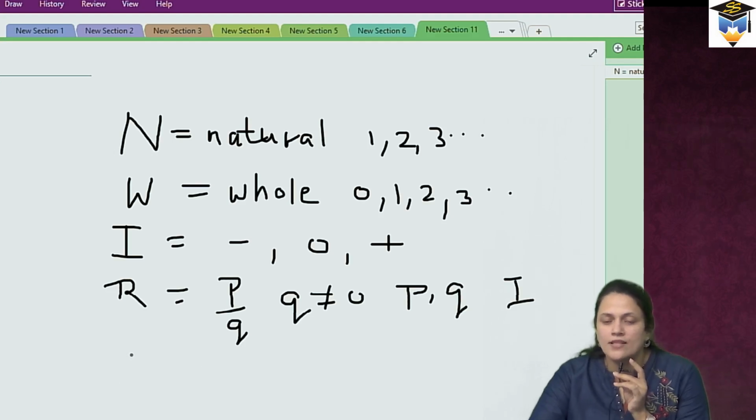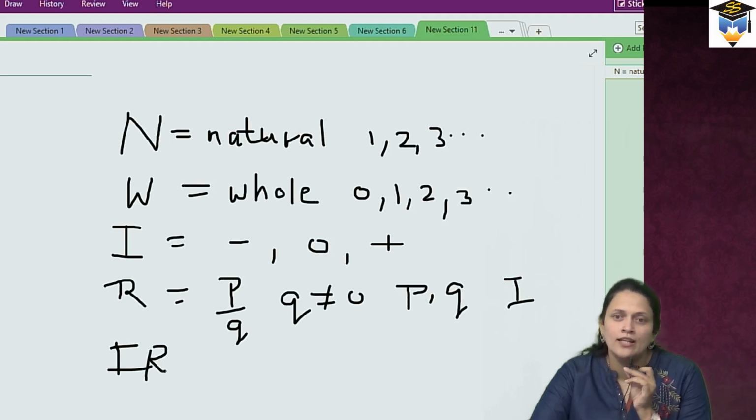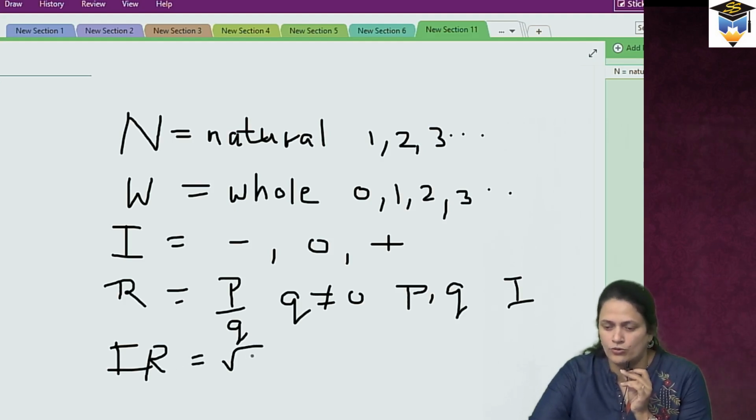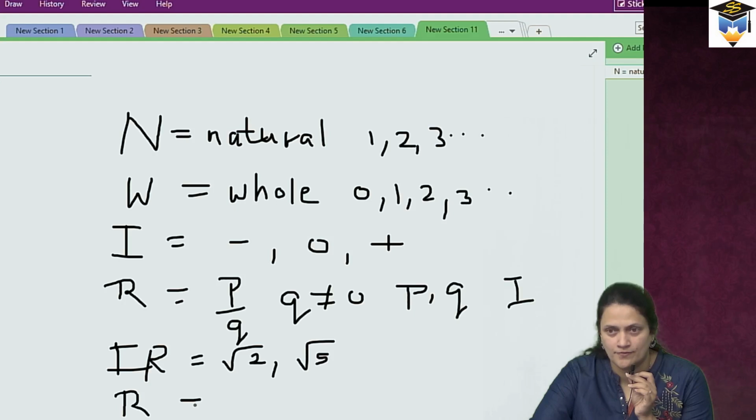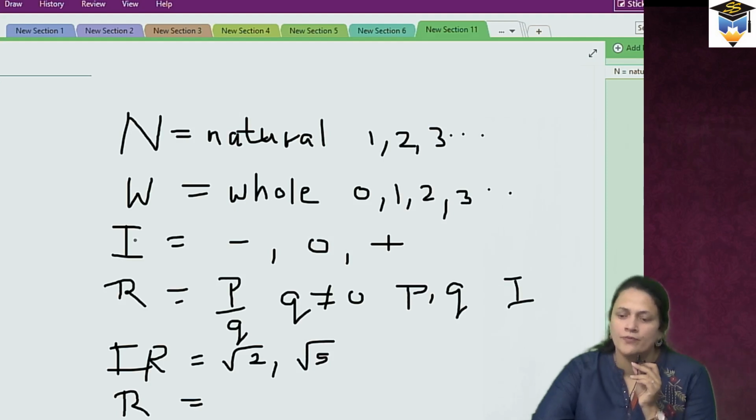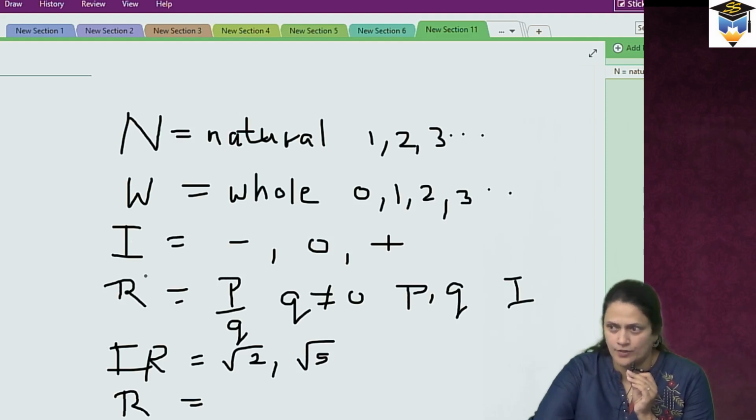Now, after this come irrational numbers. These were the rational numbers which I told you. Tell me which are the irrational numbers. Very good. Root 2, root 5 are irrational numbers. Now there is a concept called real numbers. Do you know what are real numbers? Real numbers comprise natural numbers, whole numbers, integers, rational numbers, and also irrational numbers. Am I right? So these are called real numbers.